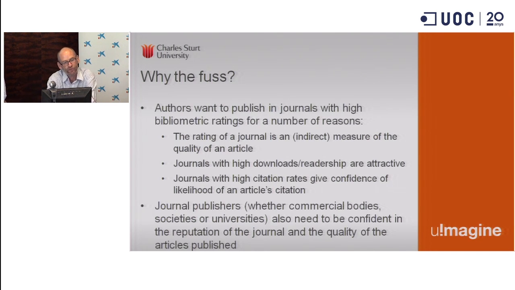So I guess authors want to publish in journals with high bibliometric ratings, and one of the reasons for that is that it's an indirect measure of the quality of an article. I've seen people within grant applications, instead of actually reporting the number of citations that a particular article they've written has, present the impact factor of the journal. So they're saying, well, this journal tends to be highly cited, so it's a high quality journal, therefore this is a good article because it's in a good quality journal. That's a common thing for people to do. So that's a reason for publishing in a high impact journal.